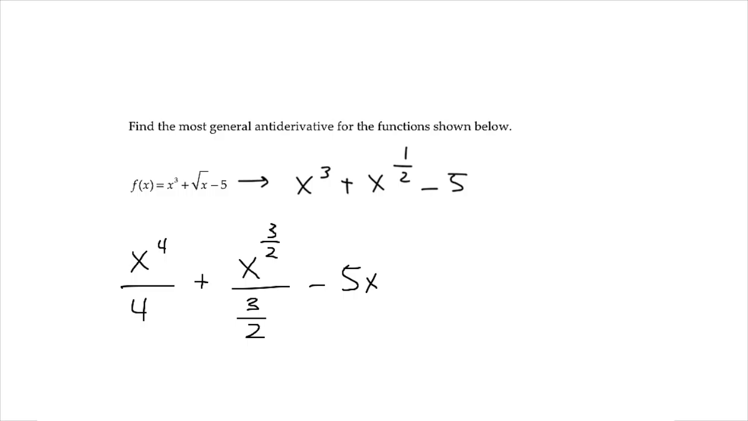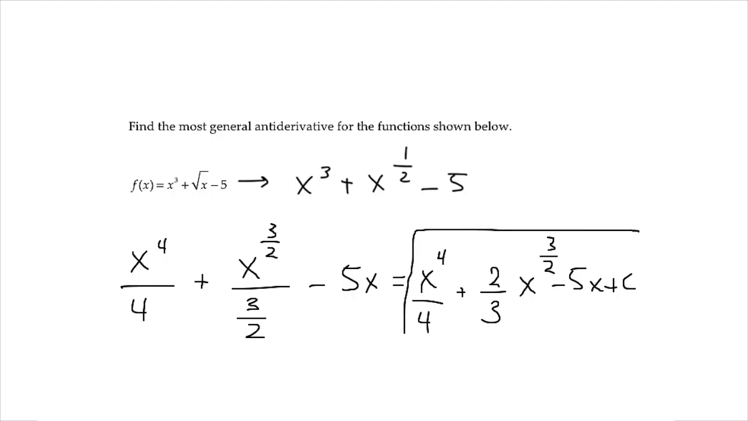And now I'm going to make this look a little bit nicer, if I may. So that's just x to the 4th over 4, which hasn't moved at all. But this is going to be, of course, plus 2/3 times x to the 3/2, minus 5x, plus c. You have to have that obligatory plus c there because you don't know what the constant was. All right, so you have a little bit of that kind of floating around.